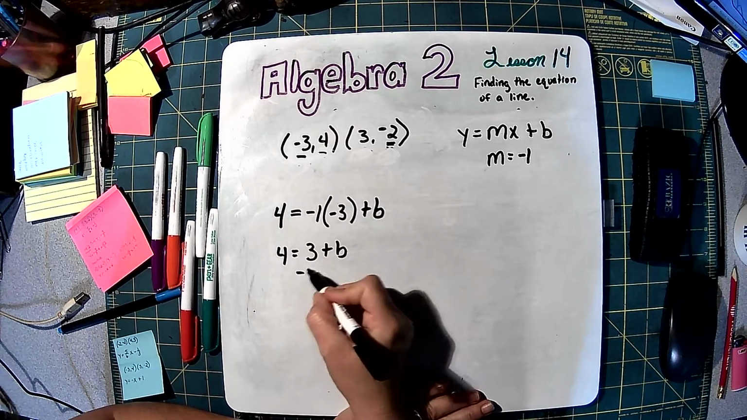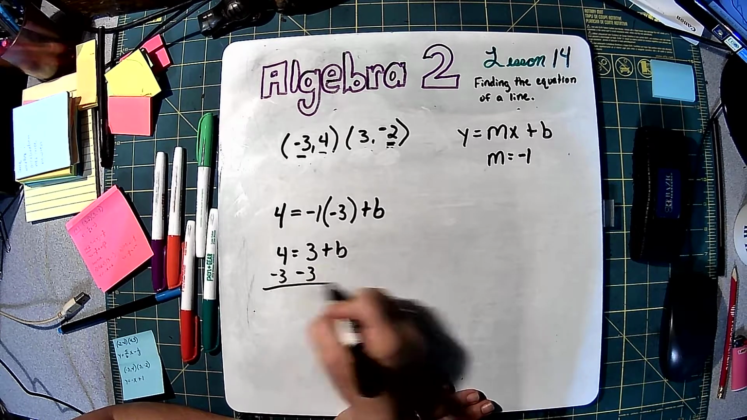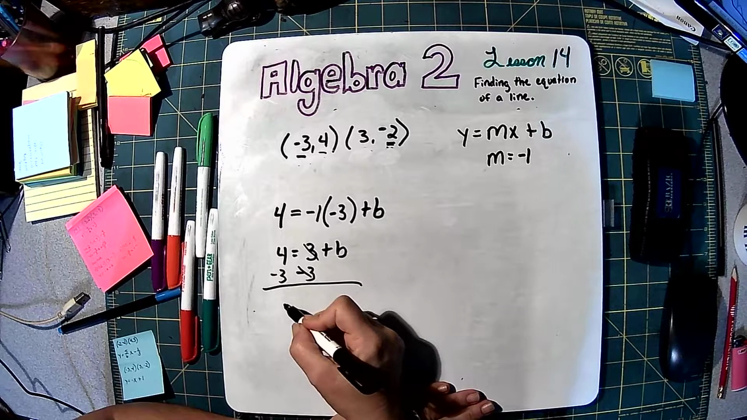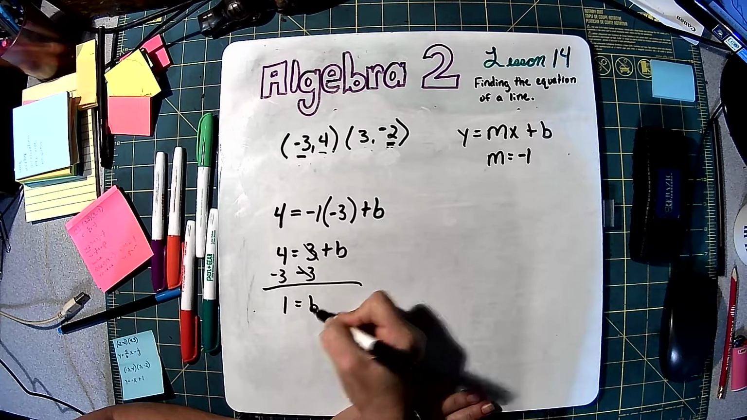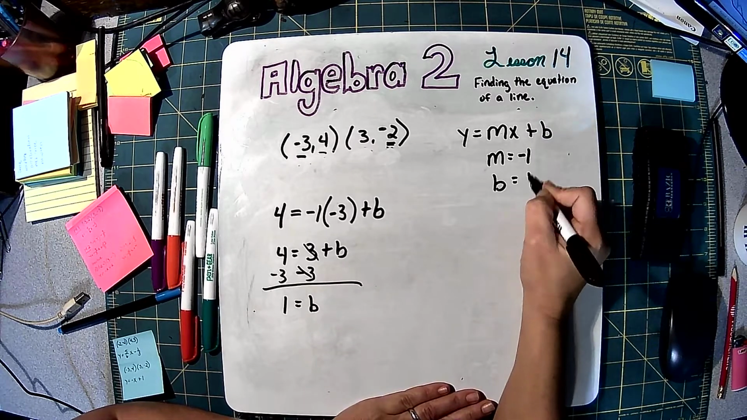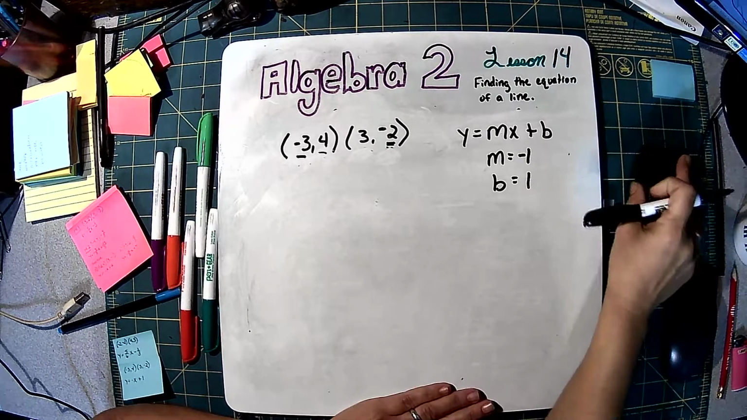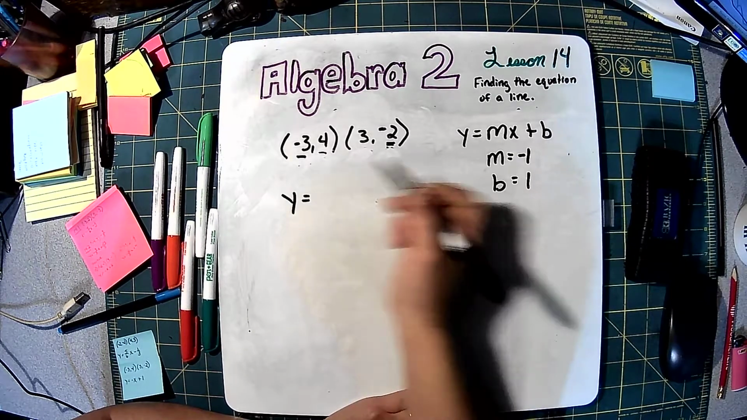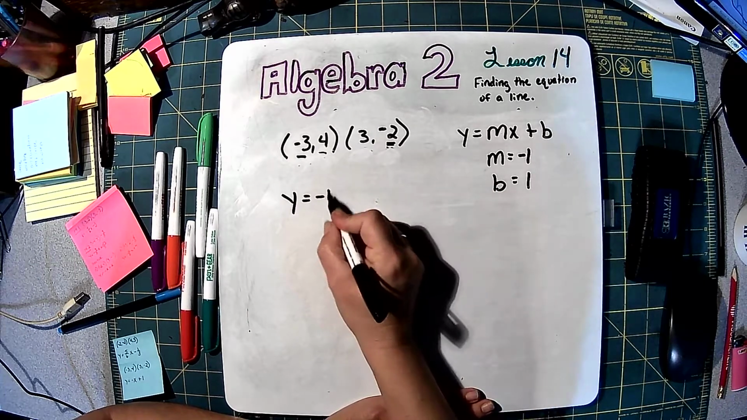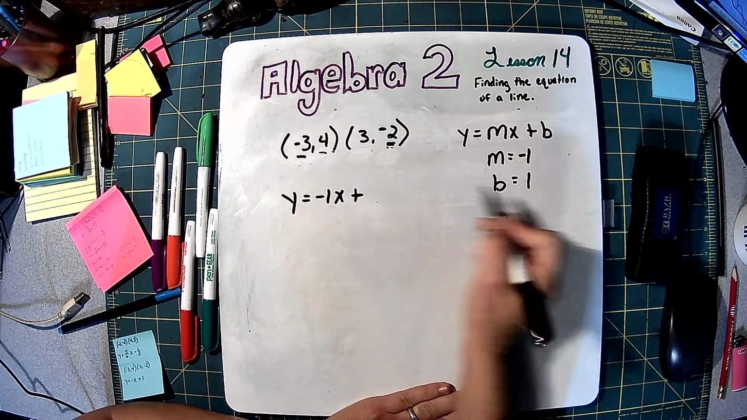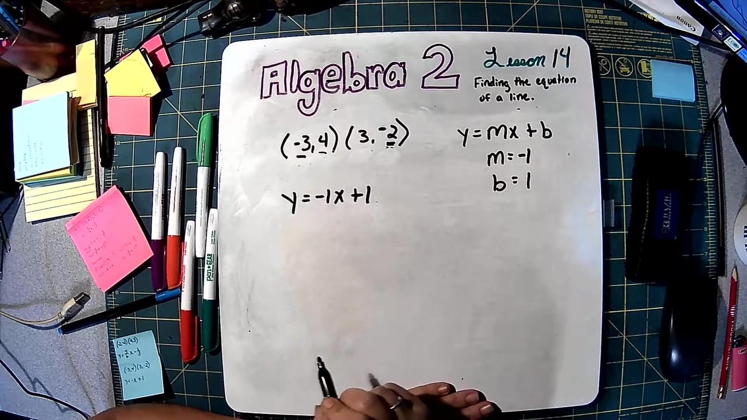Now I'm going to subtract, and that would be 1 equals b. So b is equal to 1. Okay, now I can write my equation. Y equals m, which is -1, x plus b, which is 1.